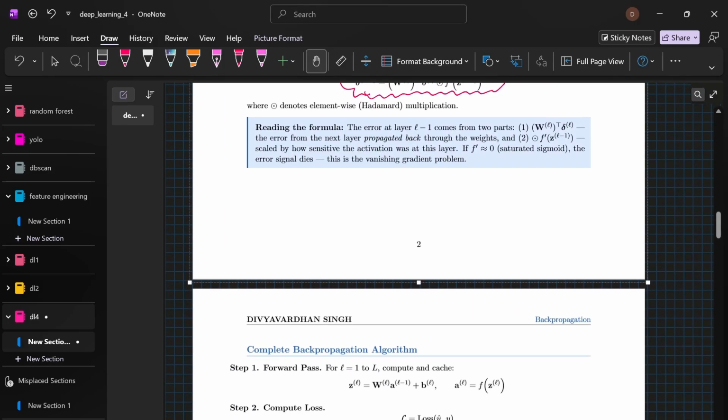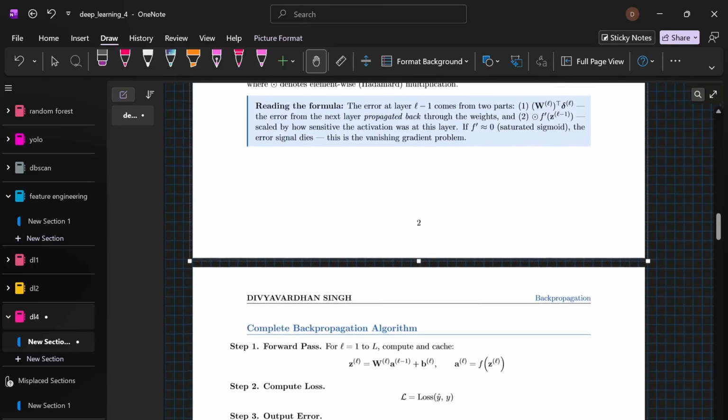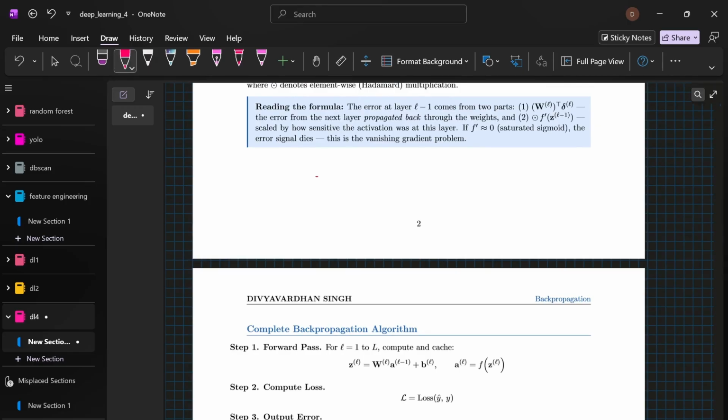The whole math is about the chain rule from calculus. Basically you have a chain of functions. The total derivative is just the product of all the individual derivatives.